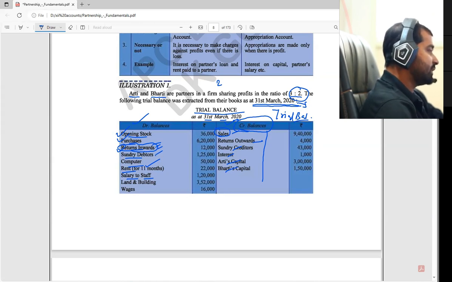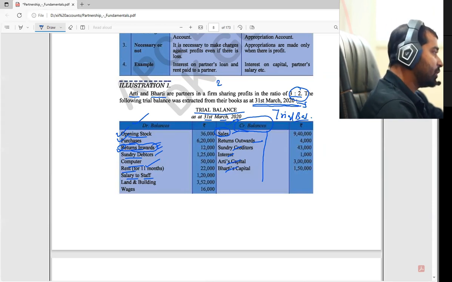Next, sundry debtors. We know that it is an asset. It is not part of the trading account or profit and loss account. Computer is also an asset. Rent is part of the profit and loss account. Salary is part of the profit and loss account. Land and building is definitely an asset. And wages are part of the trading account.